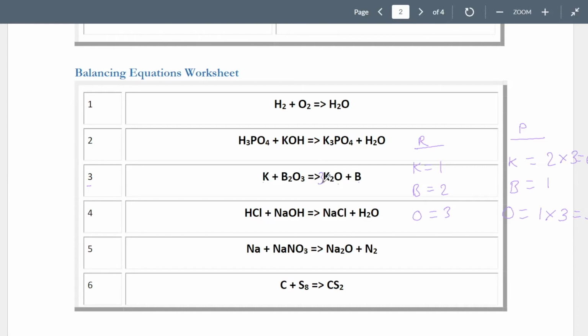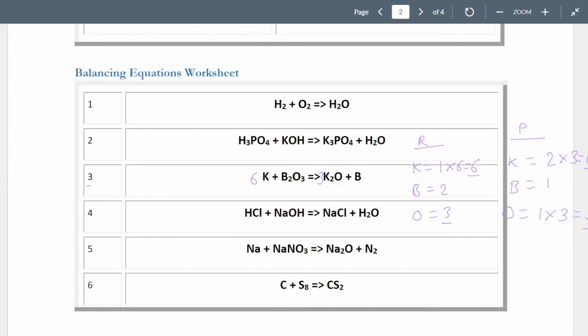So now after we are done with that, we can move on to either potassium or boron. So why don't we move on to the potassium? Because when we put 3 over here, it affected potassium. Now we have how many? 6 potassium atoms on the product side. So to make this 6, we're going to multiply this by 6. Now we have how many? 6 potassium. So we have 6 over here, 6 over here, and oxygen 3 and 3.